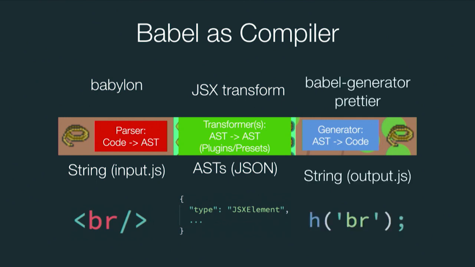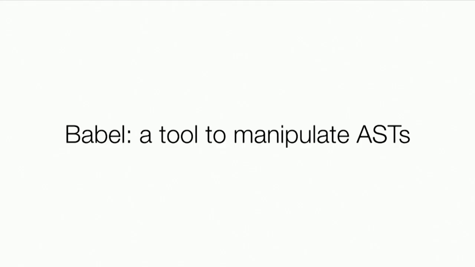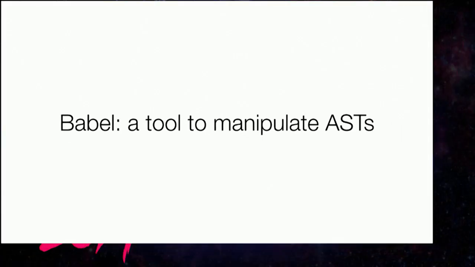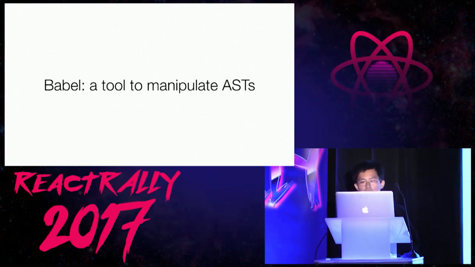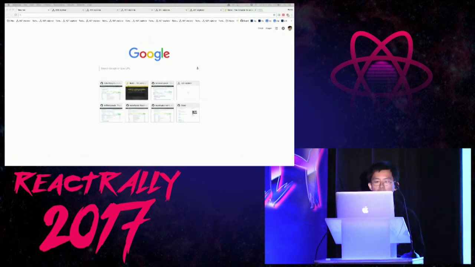And the last step is the generator. It takes the AST, that JSON, and turns it back into a string. And just going back from that JSON to a string. So in the end, Babel is just a tool to help you manipulate an AST structure. And now I'm going to show you this tool by Felix. It's called AST Explorer. And I'll go into how you can write a plugin.